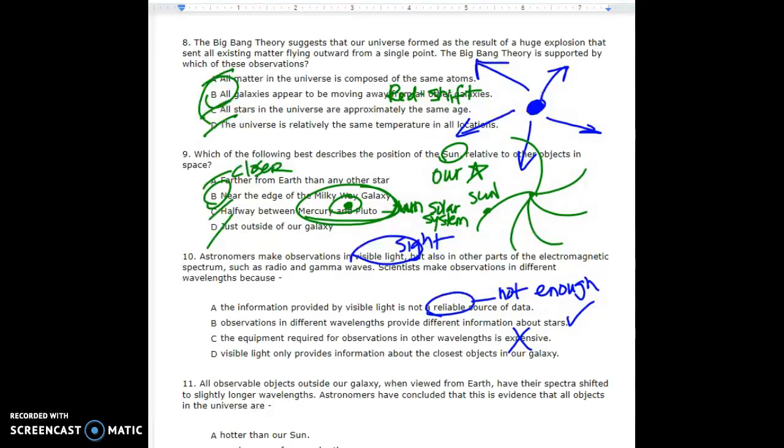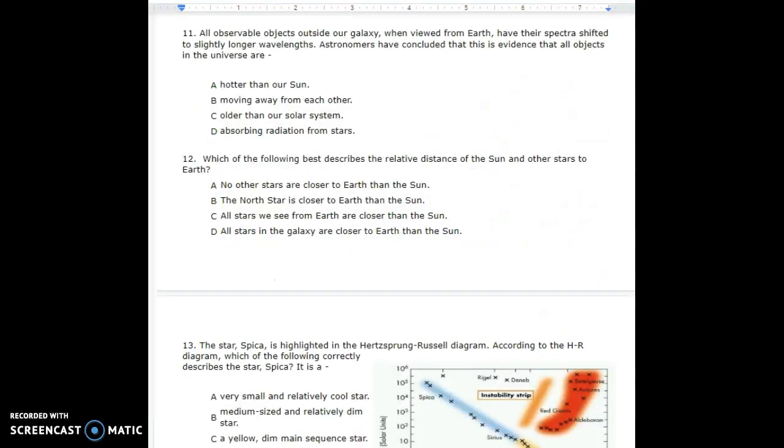Well, that is true, but the answer is, why do we use it? Because this is why. Because observations in different wavelengths give us more information. All observable objects outside our galaxy, when viewed from Earth, have their spectra shifted to slightly longer wavelengths. That's this. Astronomers have concluded that this is evidence that all objects in the universe are moving away from each other. That is that red shift.